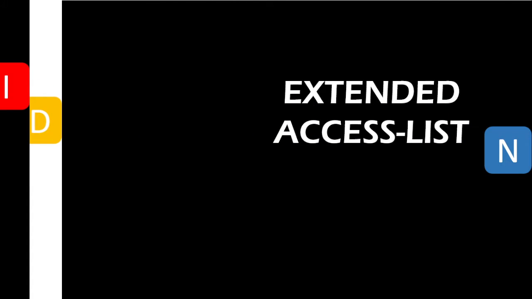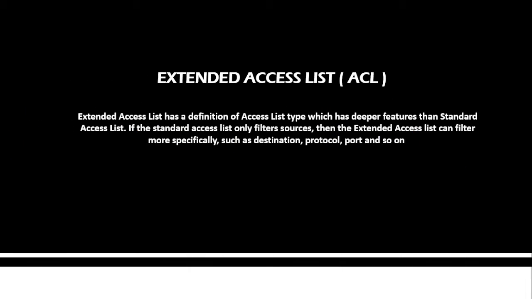Hello friends, in this video I will talk about the extended access list. Extended access list (ACL) is a type of access list which has deeper features than the standard access list. If the standard access list only filters by source, then the extended access list can filter more specifically, such as by destination, protocol, port, and so on.